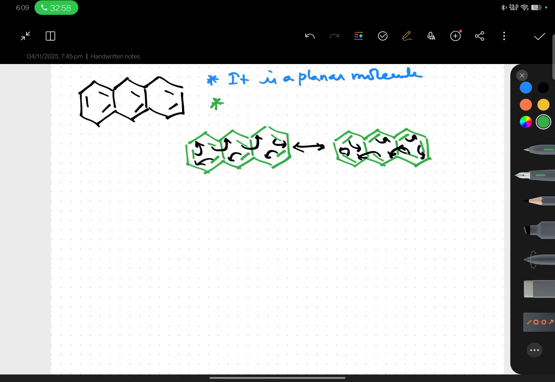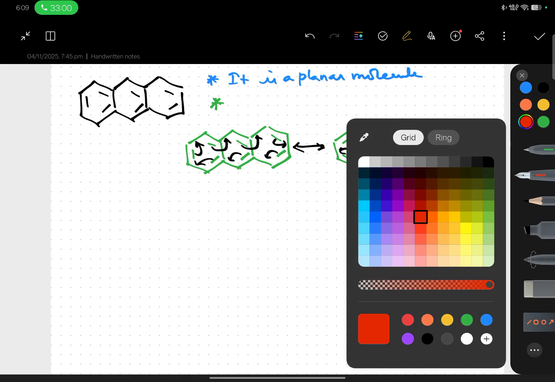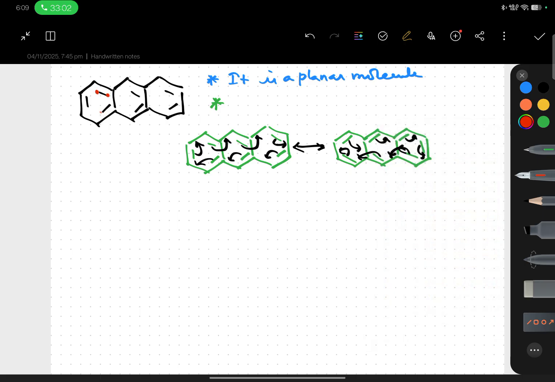Finally, you can also calculate the number of electrons here. 1, 2, 3, 4, 5, 6, 7, 8, 9, 10, 11, 12, 13, 14. There are 7 pi bonds, so totally 14 pi electrons are there. That means n equal to 3. That is 4 3s are 12 plus 2, 14. So 14 pi electrons.